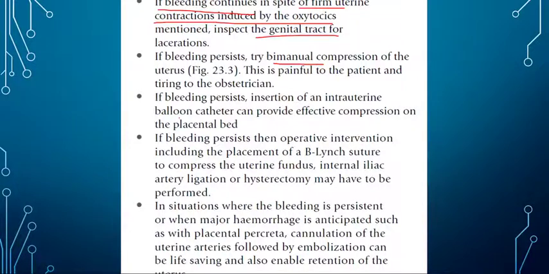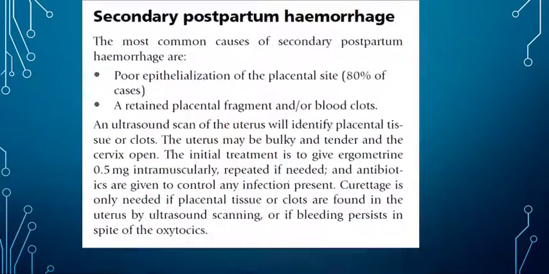Still bleeding there, then intrauterine balloon catheter for balloon tamponade. And then there is some other operative treatment out there which is not needed for you. Okay, so until that, if you can remember, that should be enough. Any question with the primary PPH?